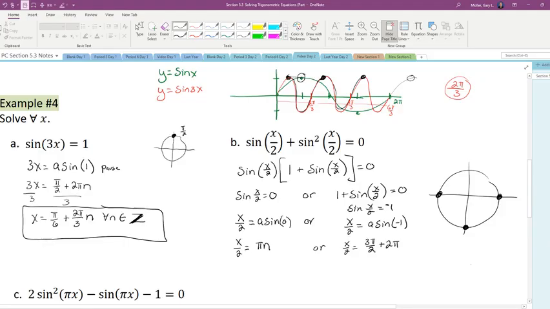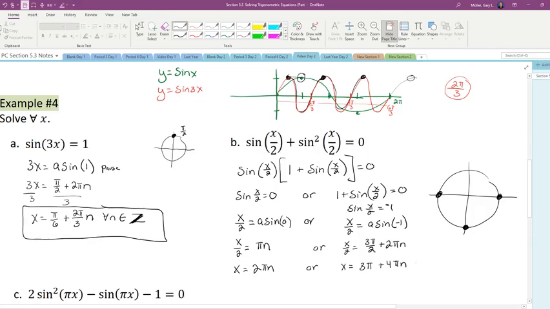Oh, except for, gosh darn it, it's not x equals, it's x over 2 equals. So I'm going to multiply by 2. So I get x equals 2 pi n. Or x equals, multiply by 2. I get the 2's cancel, 3 pi plus, I'm sorry, there should be an n on that, 4 pi n.